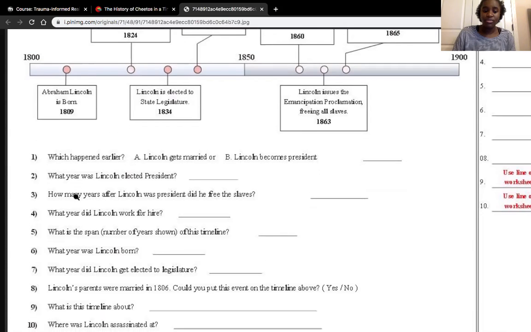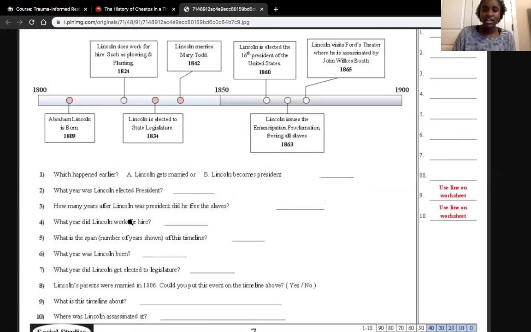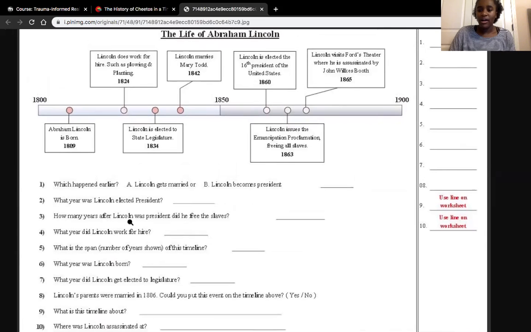Okay? So I want you to figure out the last 2 questions on your own, and I'm going to leave you with this. The last 2 questions are: what is this timeline about, and where was Lincoln assassinated? Those are more specific questions, so I don't really need to teach you anything. It's more about reading it.